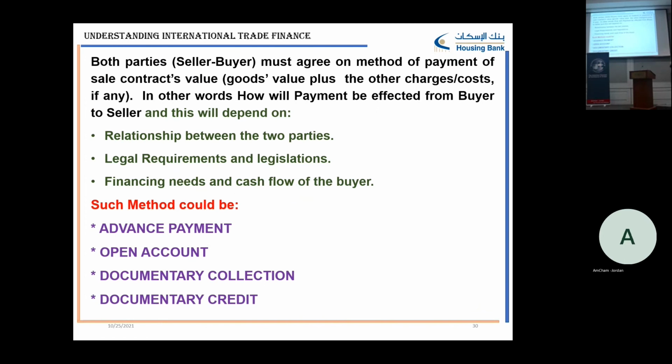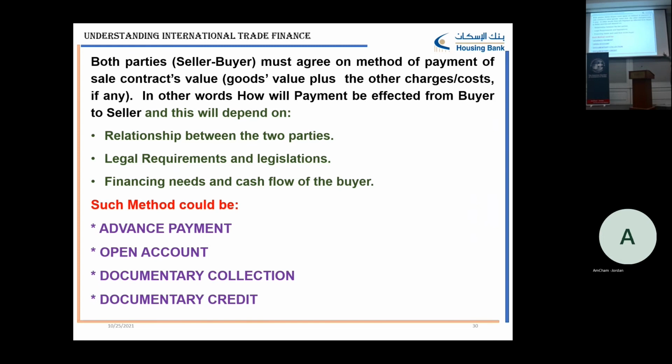Both parties, seller and buyer, must agree on the method of payment of the contract value, goods value, plus other charges, if any. In other words, how will payment be effected from buyer to seller? This will depend on the relationship between the 2 parties. The relationship between both parties is a good element to determine that. Then the legal requirements and legislation, because some countries will not accept importing unless it is through LCs or BCs, like Algeria now. They do not accept importing through open account or advance payment. And the financing needs and cash flow of the buyer is a major element to determine which payment both parties must agree on.